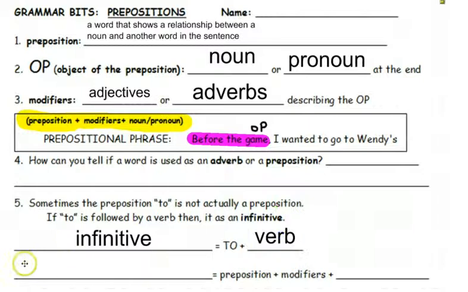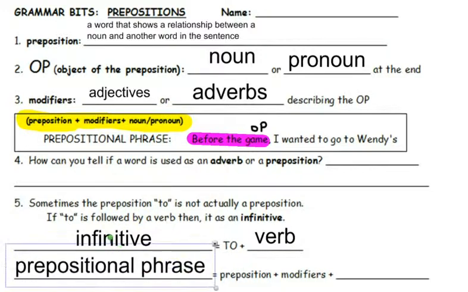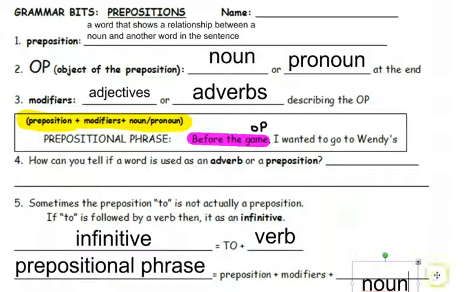And a prepositional phrase equals a preposition plus modifiers plus a noun. And so we're going to keep revisiting these formulas as we look at our parts of speech. But if we look up at this sentence, we have 2 places where "to" is used. In one case, it's an infinitive, and in one case, it's a prepositional phrase.